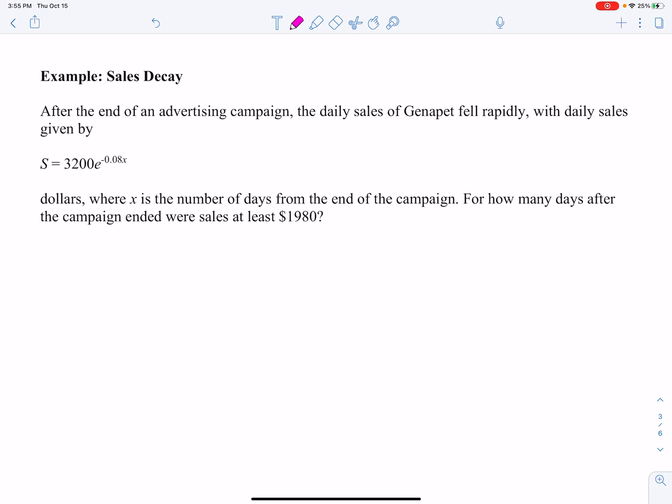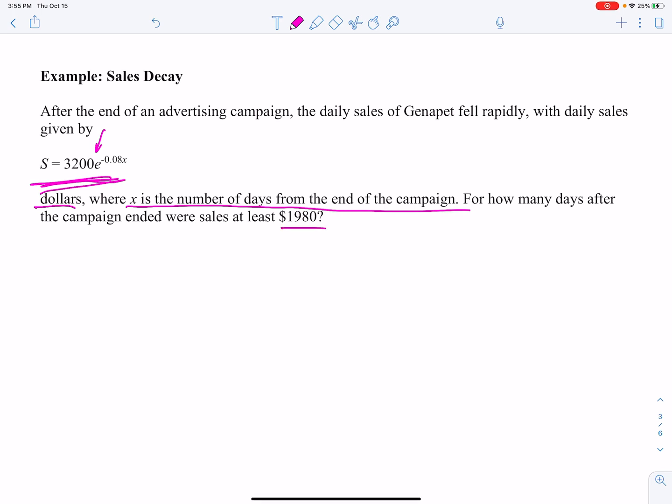After the end of an advertising campaign, the daily sales of Genapet fell rapidly with daily sales given by this function here. So notice right away we have an e right there. In dollars, so S is in dollars, and x is the number of days from the end of the campaign. So for how many days after the campaign ended were sales at least 1,980?